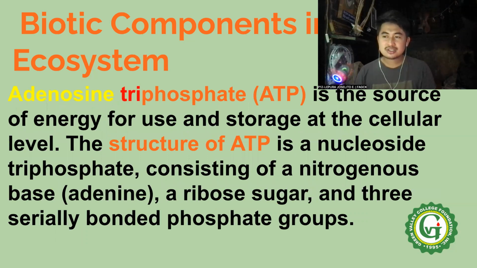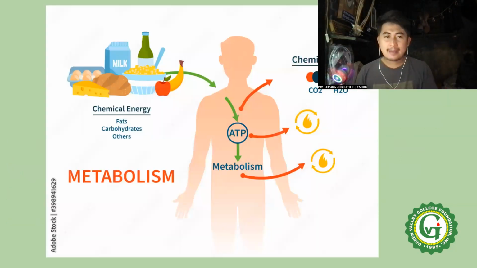Your adenosine triphosphate is composed of one nucleoside consisting of one nitrogenous base or your adenine or your adenosine, a ribose sugar, and your tatlong phosphate groups. Now, this is what happens to your body kung kumakain ka ng fats, carbohydrates, others, your digestive system will digest it, your linings in your intestine will of course absorb it later on, and it will convert your glucose to your ATP as the available source of energy in the cellular level of your body.